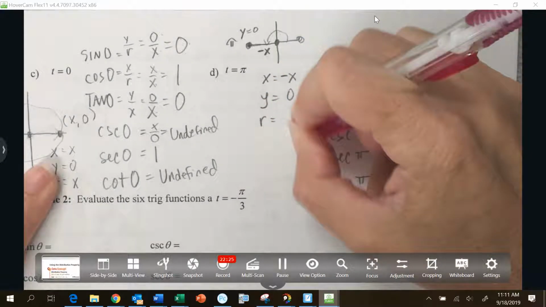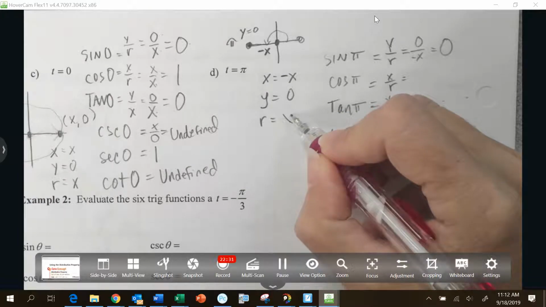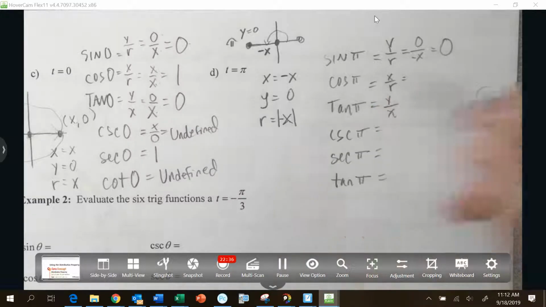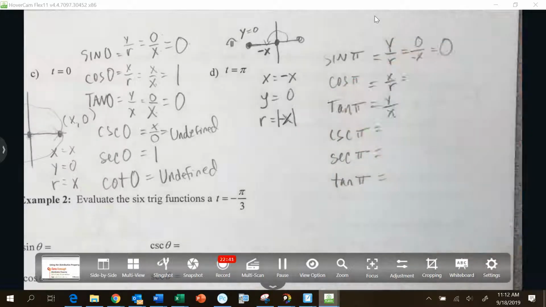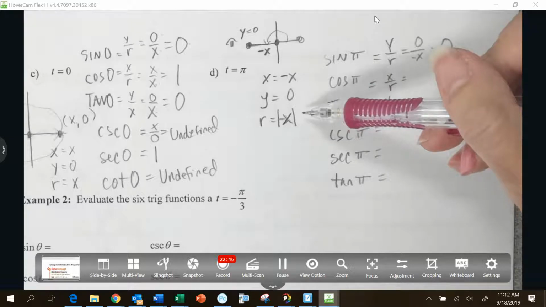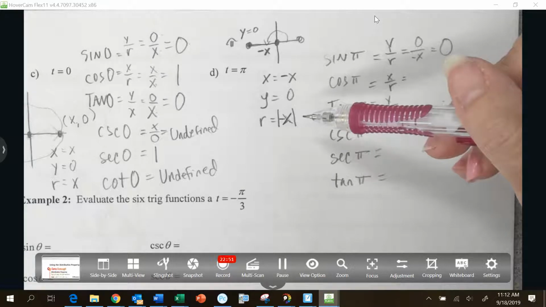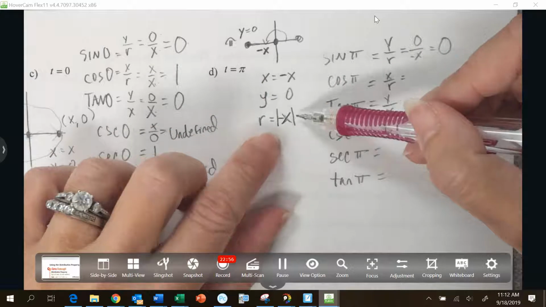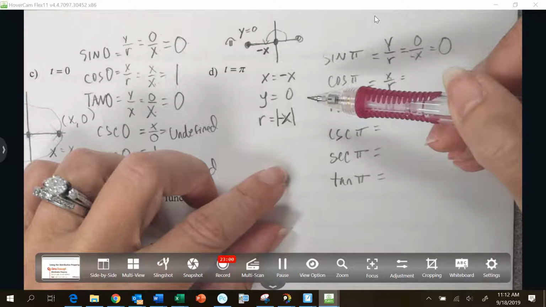I have my radius wrong. As I was listing my x, my y, and my r, I realized something about radius. Radius is never a negative number because it's the length. So what I did was I took my x value, whatever that is, and I absolute valued it. So my radius is really just the positive of whatever that x is.